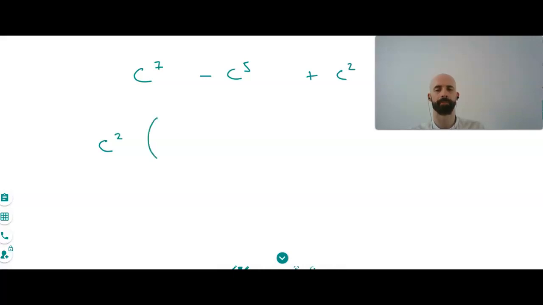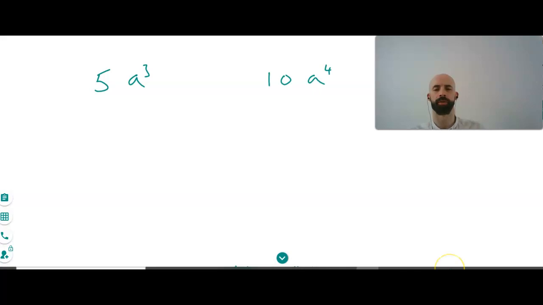Open the bracket. See if you can predict what these are going to be. C squared to make up C to the 7 will be C to the 5 there. C squared to make up C to the 5 will be C to the 3 there. C squared to make up C squared, I just put a 1 there. So that's the letters element.